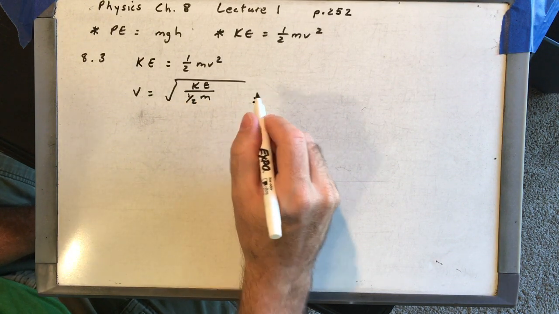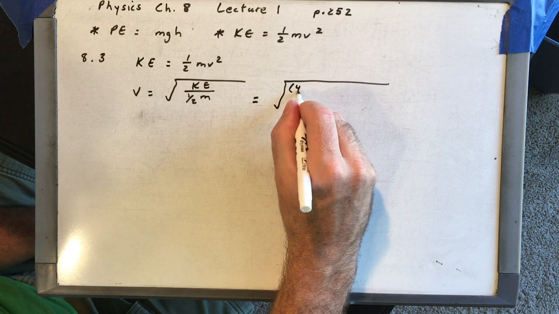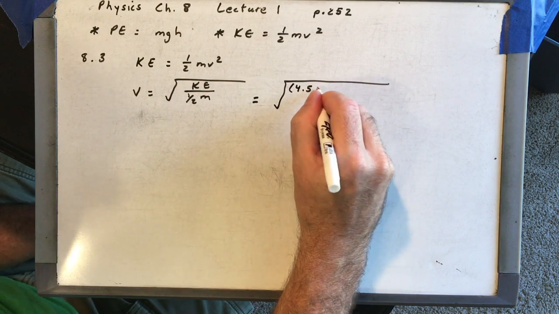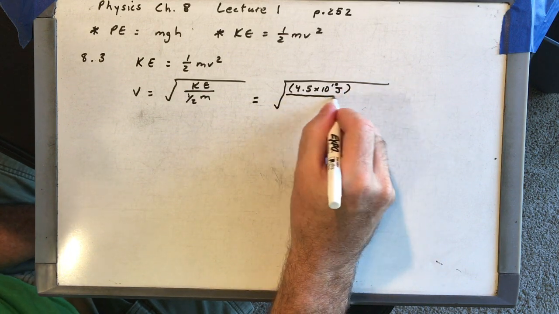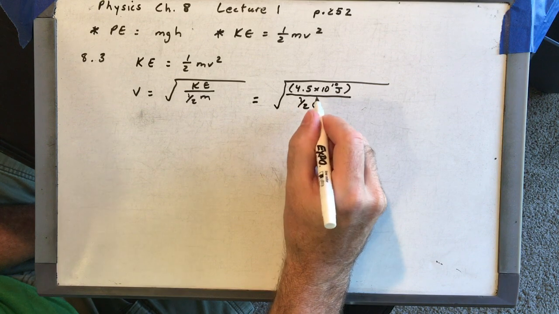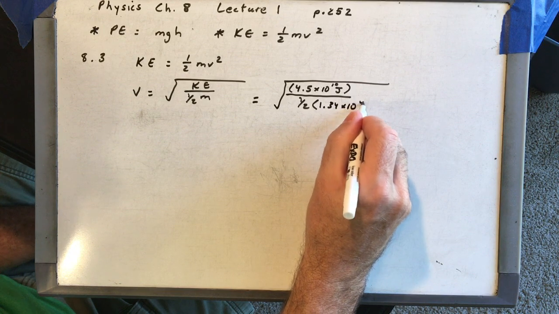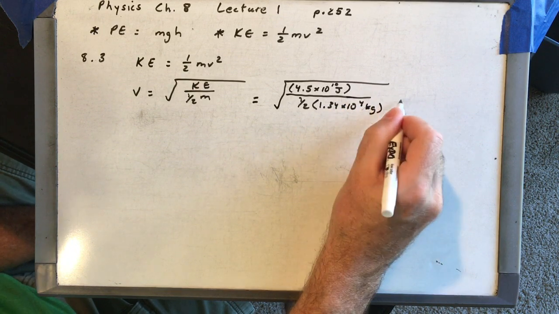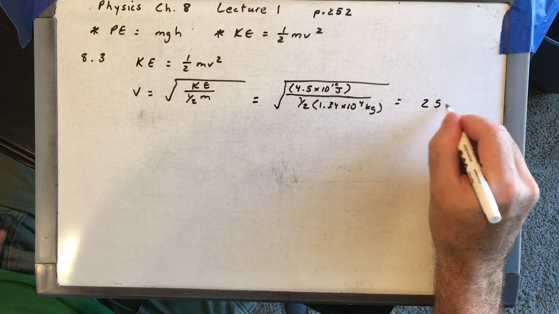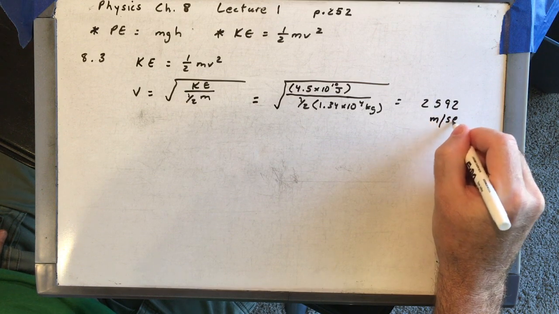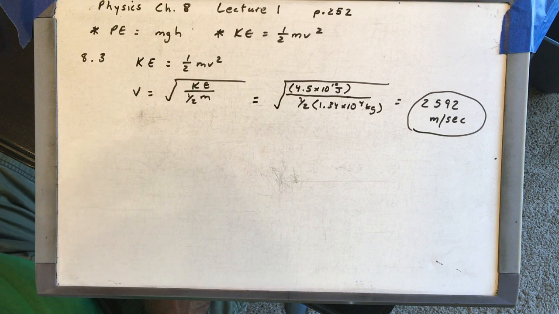All right, so that's going to be the square root. It says the kinetic energy is 4.5 times 10 to the 10th. And we have 1/2 of the mass, 1.34 times 10 to the 4th. All right, place that in your calculator and get 2592 meters per second. All right, those are kind of plug and chug type problems.